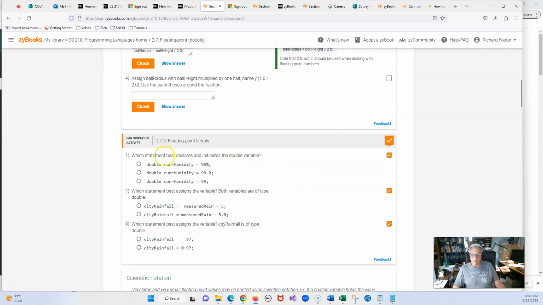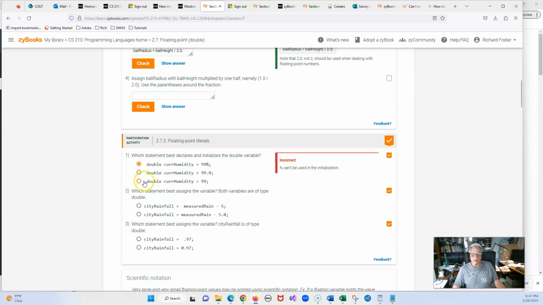So let's take a look at which statement declares and initializes double bear. Well, this here is illegal. You cannot do that unless something's changed in the last day. So I'm going to click on it. It should tell me you can't do it. And it did. So percent sign can't be. Percent sign is actually an operator called modulus.